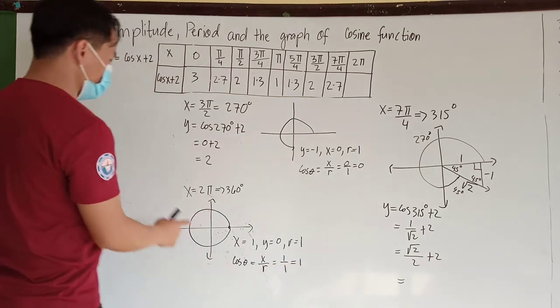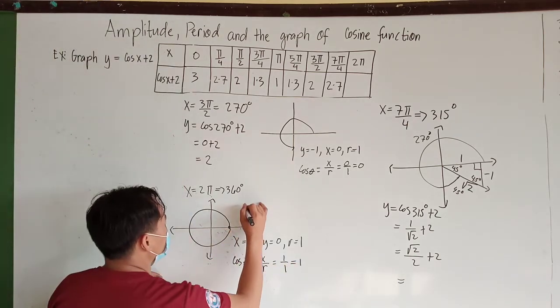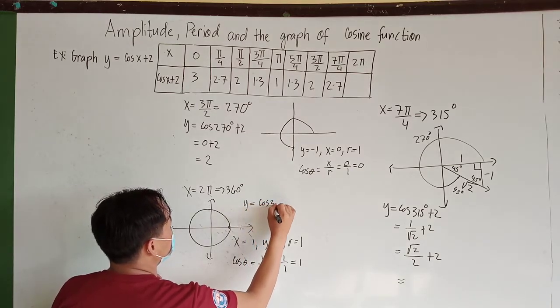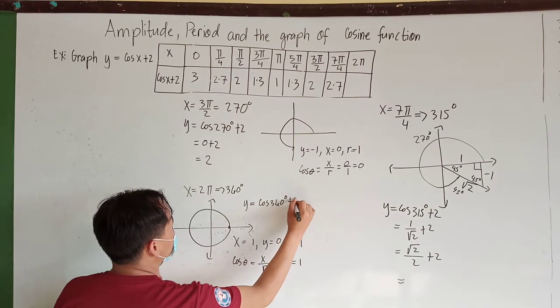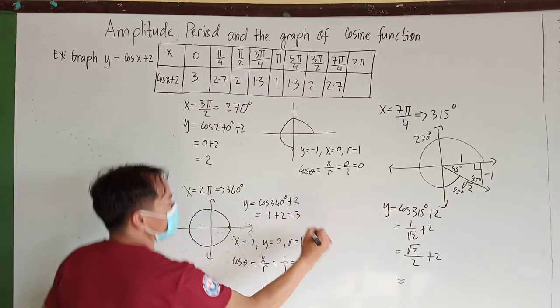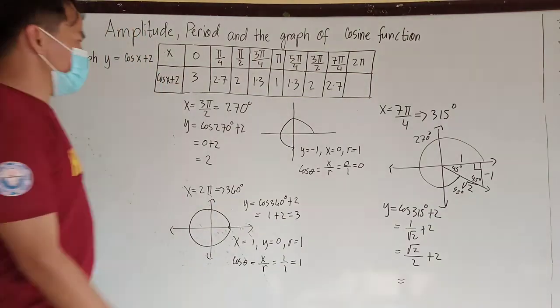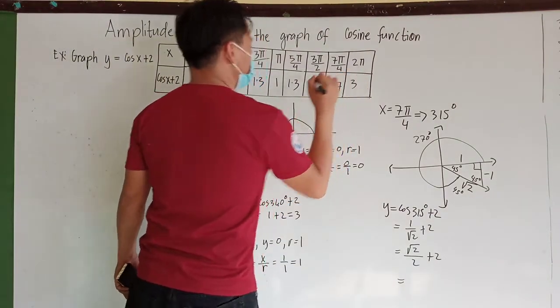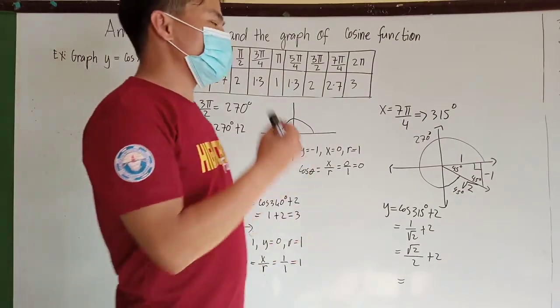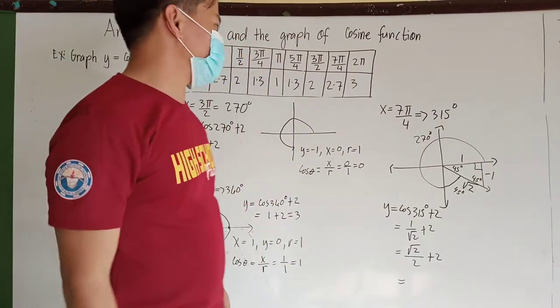Therefore, 1 is equal to cos of 360 degrees plus 2, is equal to 1 plus 2, which is equal to 3. So the answer is 3. So these are actually the process on how to identify the exact value.